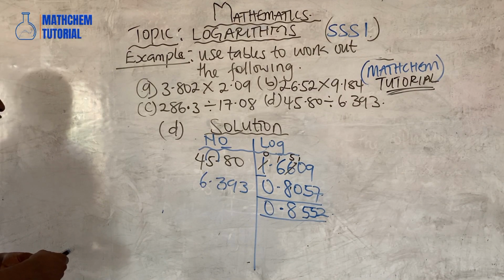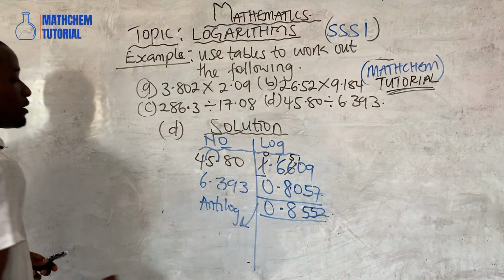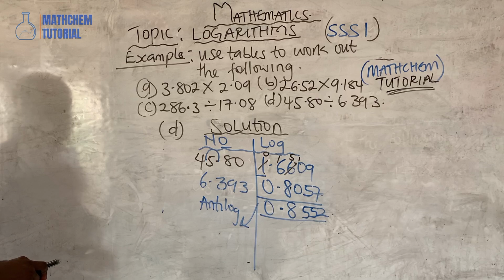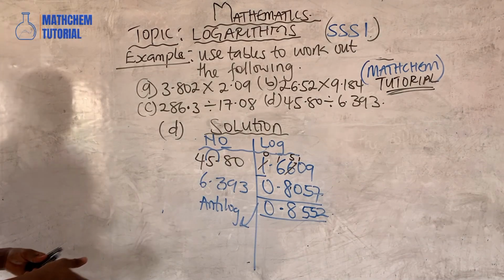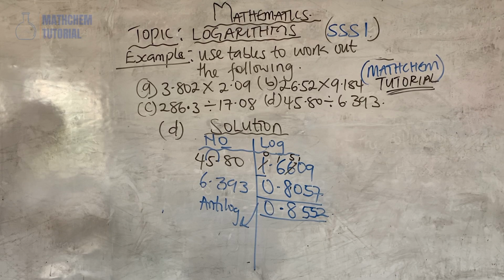Then what next? Then I'll look for my antilog. So my antilog, you can put an arrow if you wish. Now, what will I check on the antilog table? I will check 0.85 under 5, difference 2. So 0.85 under 5 is 7169, difference 2. Difference 2 is 3.